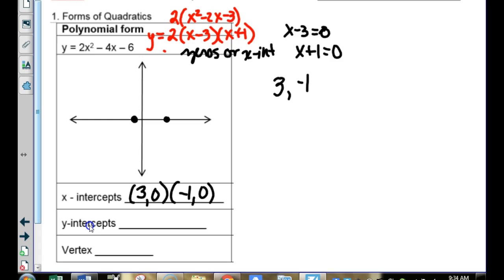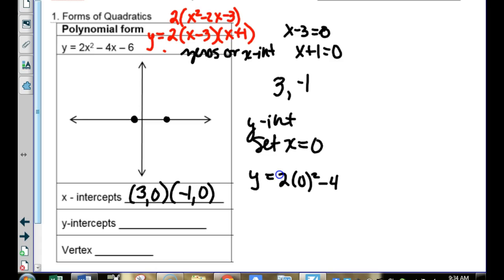What's x on the y-axis? 0. So to find the y-intercept, we're going to set x equal to 0. So if we do that, go up here, we get y equals 2 times 0 squared minus 4 times 0 minus 6, which would be -6. And that was when x was 0. Okay, so 0, -6. I'm just going to put it down here somewhere.